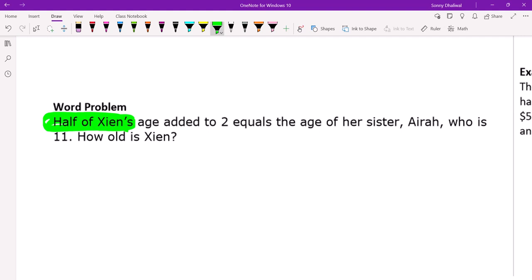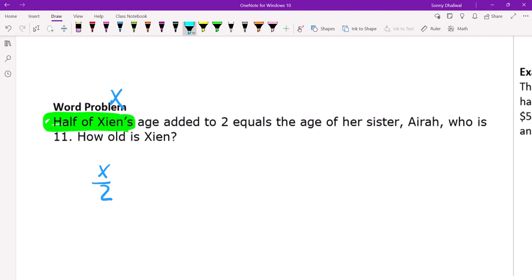Half of Zion's age. We don't know what Zion's age is, so let's call it X. So would half of Zion's age be X plus 2, X minus 2, X times 2, or X divided by 2? Half is 2, right? So which way do we combine the X and the 2? Divide. Half is divided. So whatever Zion's age is, to half it, we have to divide by 2. Okay?